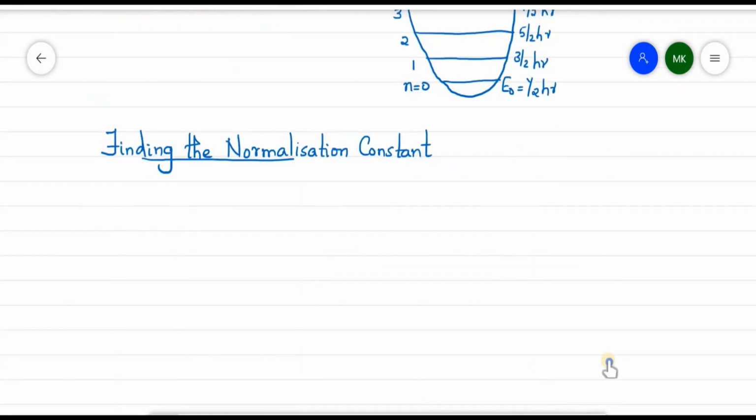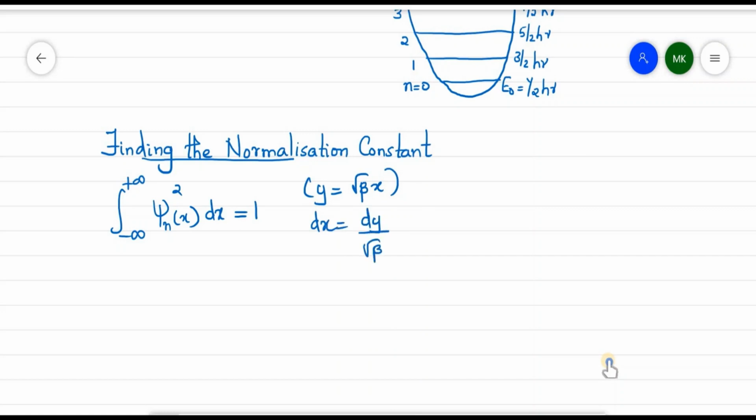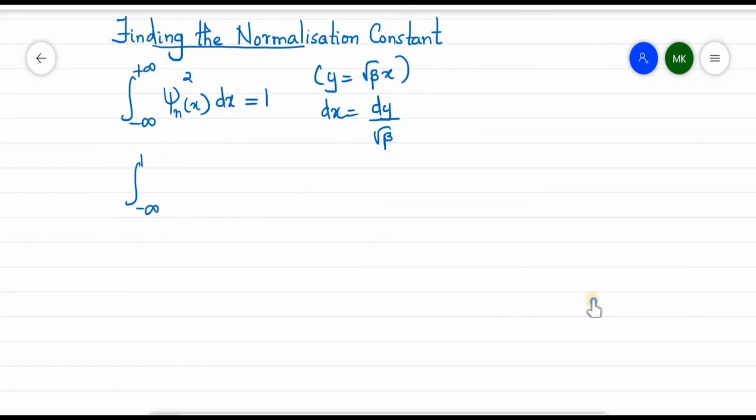Now we have to find the normalization constant. It can be determined from the condition that the integral from minus infinity to plus infinity of psi square dx equals 1. So please remember, we had made the change of variables and expressed psi in terms of y, that is y equals root beta into x, and also dx equals dy by root beta. So expressing psi in terms of y, the normalization condition can be written as the integral from minus infinity to plus infinity of psi n of y square dx equals 1.